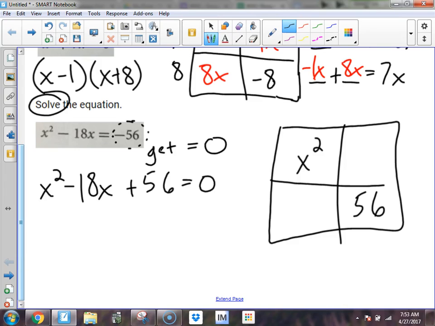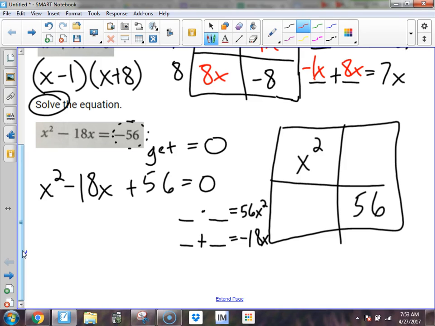Okay, I want two numbers. Two numbers that will multiply to the multiplication of x squared and 56. That's 56x squared. And that will add to negative 18x. This one might take a little while to think through. Two numbers that will multiply to 56x squared.